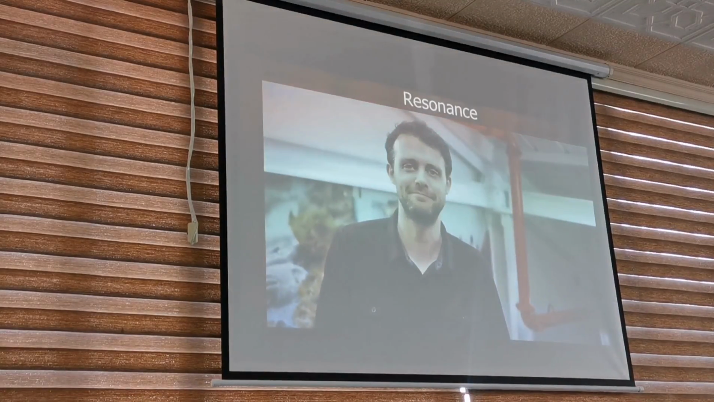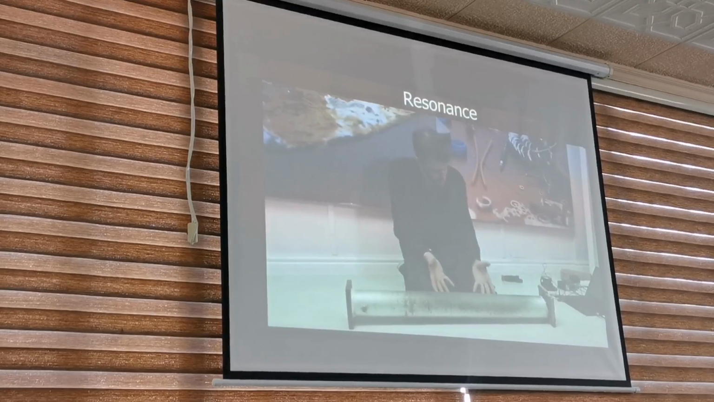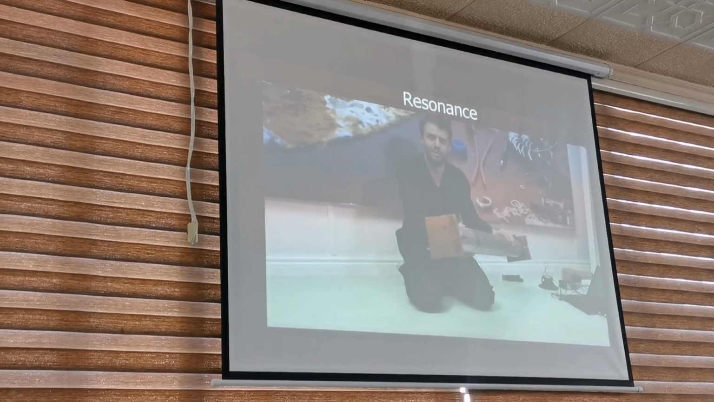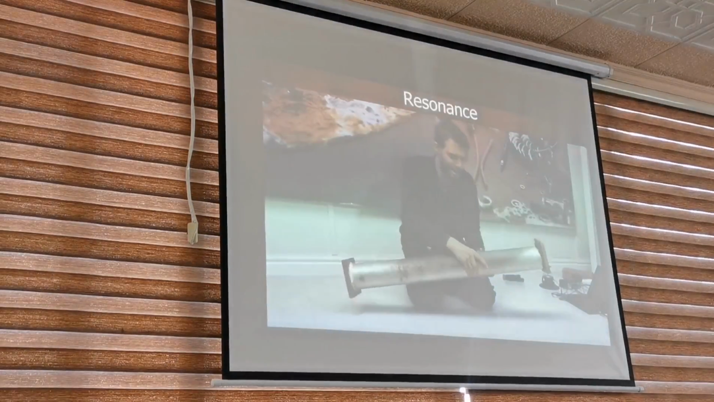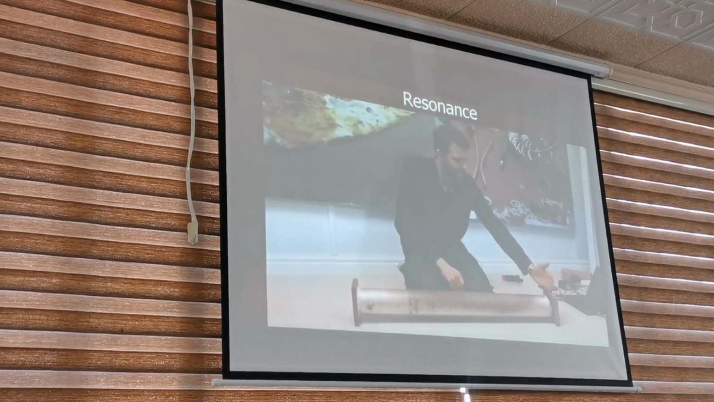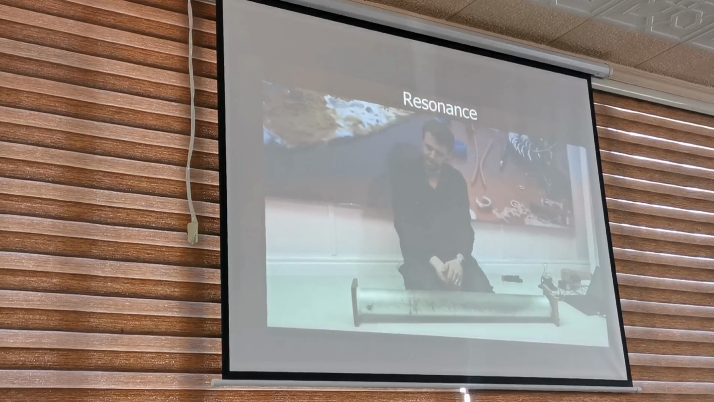The best way I've found to describe resonance is using this thing. It's called a Rubens tube. It's a hollow aluminium tube. At one end it's blocked off with a piece of wood, at the other end it's blocked off with a rubber membrane. And if I tap that membrane with my finger, then that will send a pulse of pressure through the tube, travelling at the speed of sound.